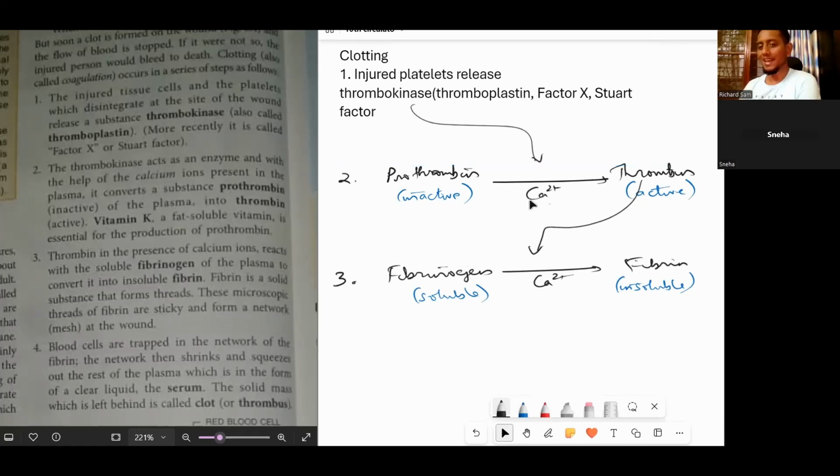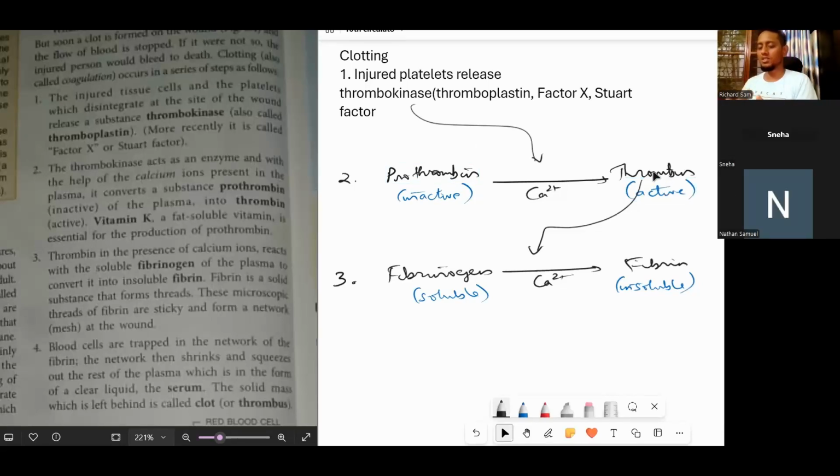Now thrombokinase reacts with calcium in the blood and converts prothrombin. It doesn't react with prothrombin. You said it reacts. It converts the inactive prothrombin which is already there in the plasma, and it converts that prothrombin into thrombin. It's an active substance. Now this active substance again reacts with more calcium to convert fibrinogen, which is another substance present in the plasma.